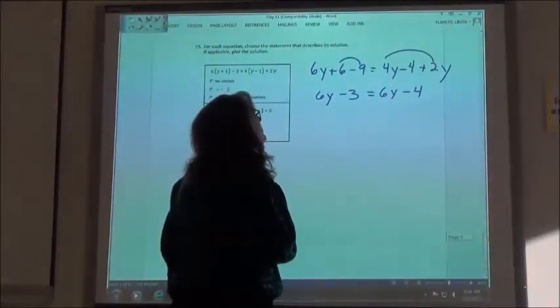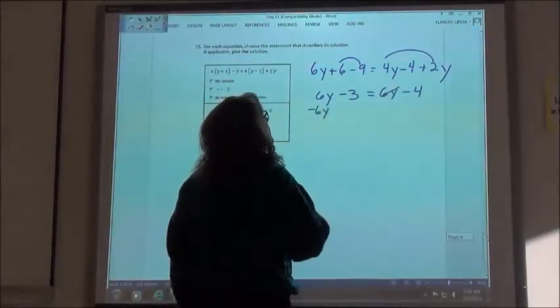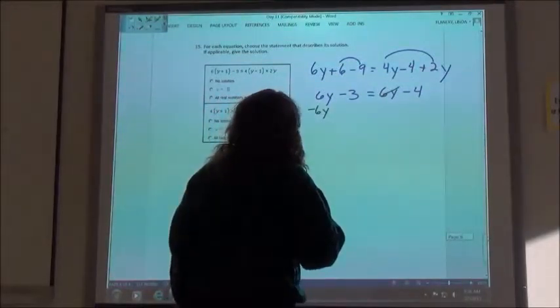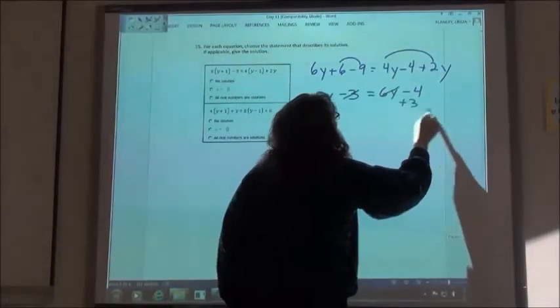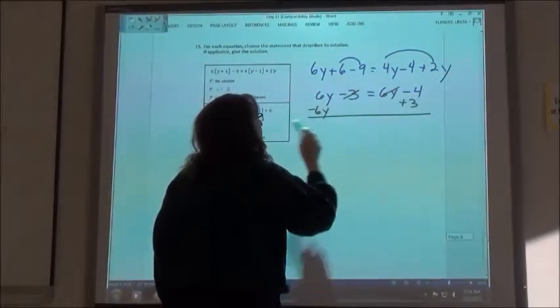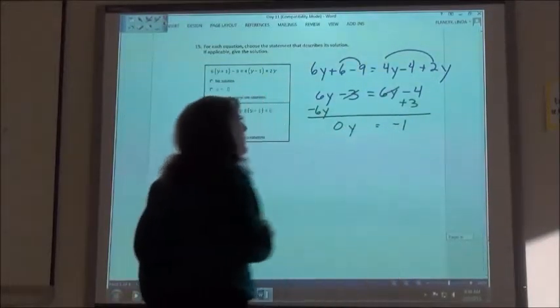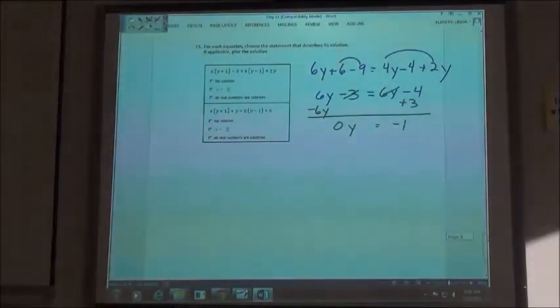Then your +6y becomes a -6y, and your -3 becomes a +3. That'll be 0y equals -4 minus 3, which is -1. So there's no solution, exactly.